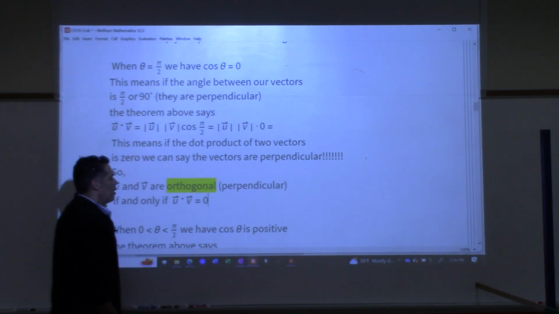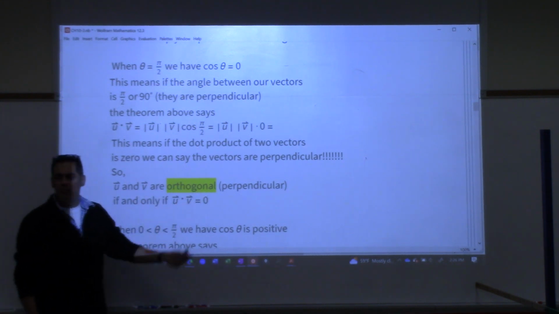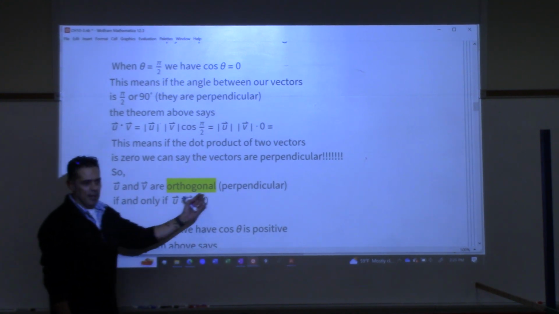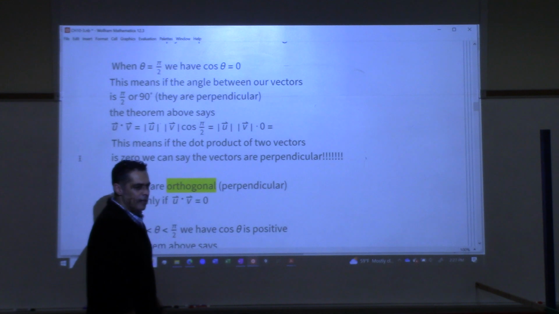Another word for perpendicular is orthogonal. To say two vectors are perpendicular is the same as saying they are orthogonal to one another. It's just a fancier word for perpendicular, a more technical term. There's no other purpose for it.